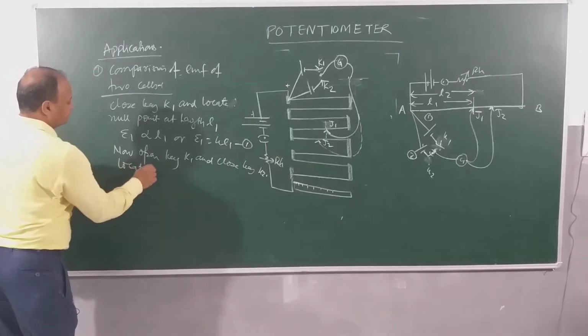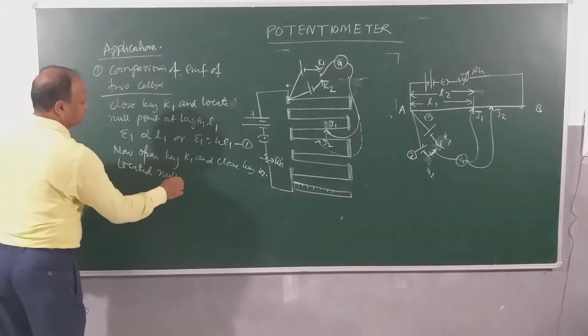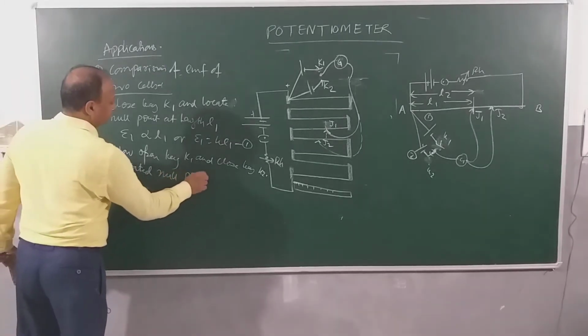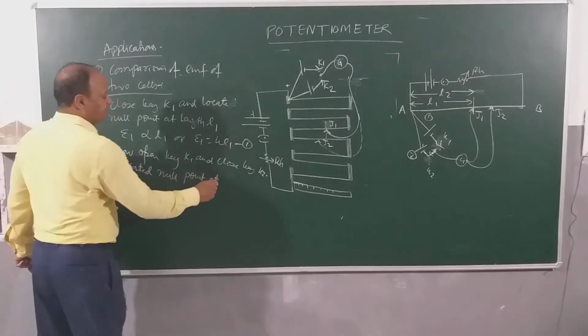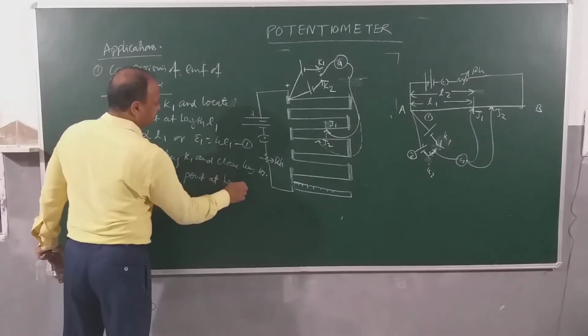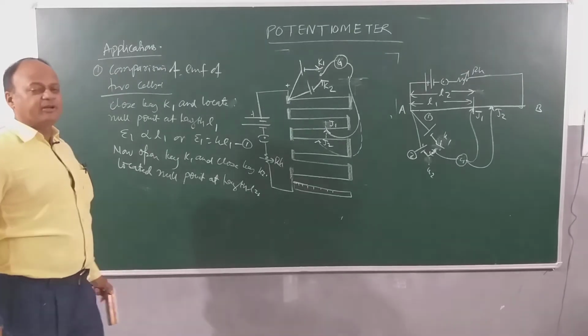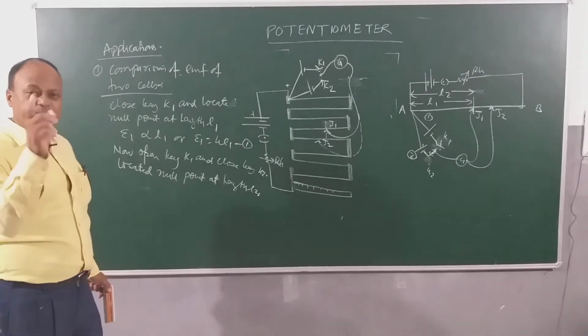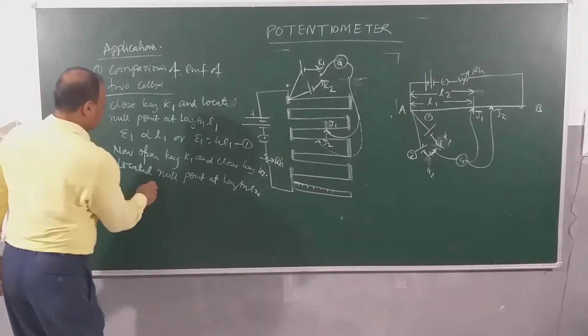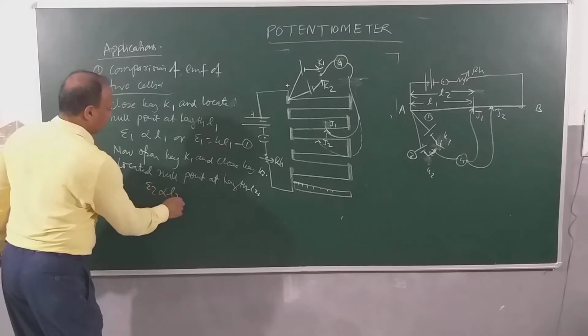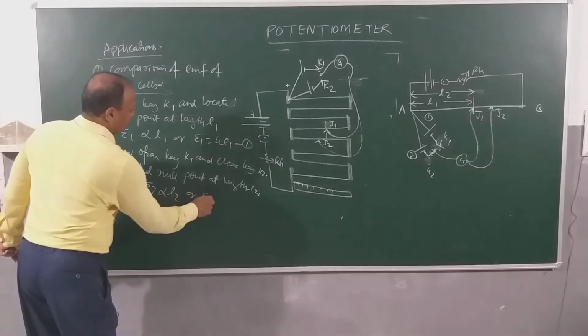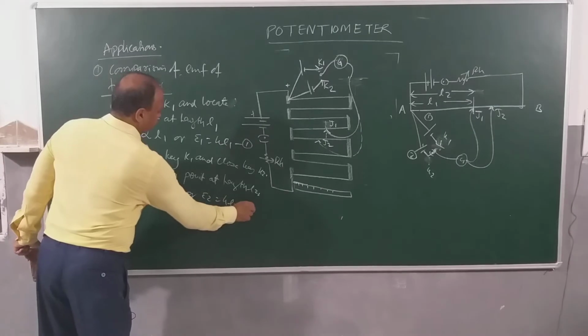Locate the null point at length L2. So children, this length L2 will be corresponding to what? It will be corresponding to the EMF of the second cell. So E2 is directly proportional to L2, or E2 is equal to K into L2.